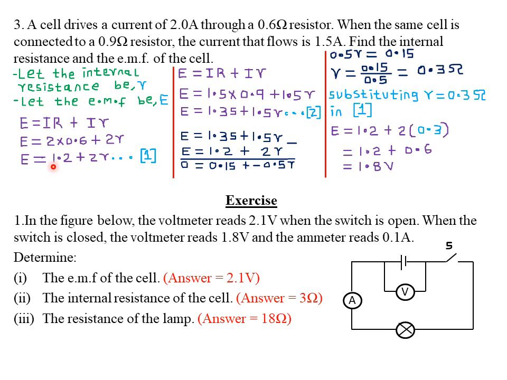Remember, the first equation was EMF E equals 1.2 plus 2R. I just substitute the value of R, which from up here is 0.3. So this will simply be 1.2 plus 2 times 0.3, I obtain 0.6. Then 1.2 plus 0.6, I obtain an EMF of 1.8 volts. Therefore, the internal resistance of that battery is 0.3 ohm, and the EMF of that particular cell was 1.8 volts.